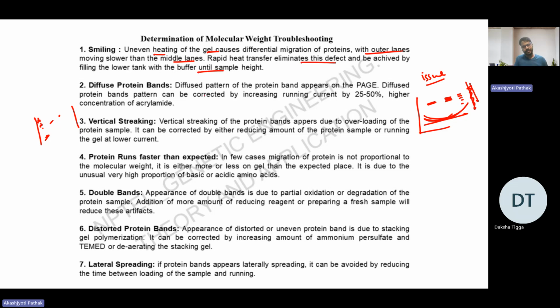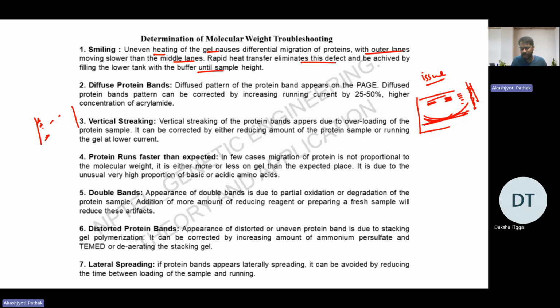same height. So sometimes what some people do is run the SDS-PAGE in ice so that there is even heating and no overheating. Or you can fill the lower tank with the buffer until the sample height. So this is your sample height. You add the buffer not only to the base but up to the top. If you add the buffer, then this eliminates the defect.